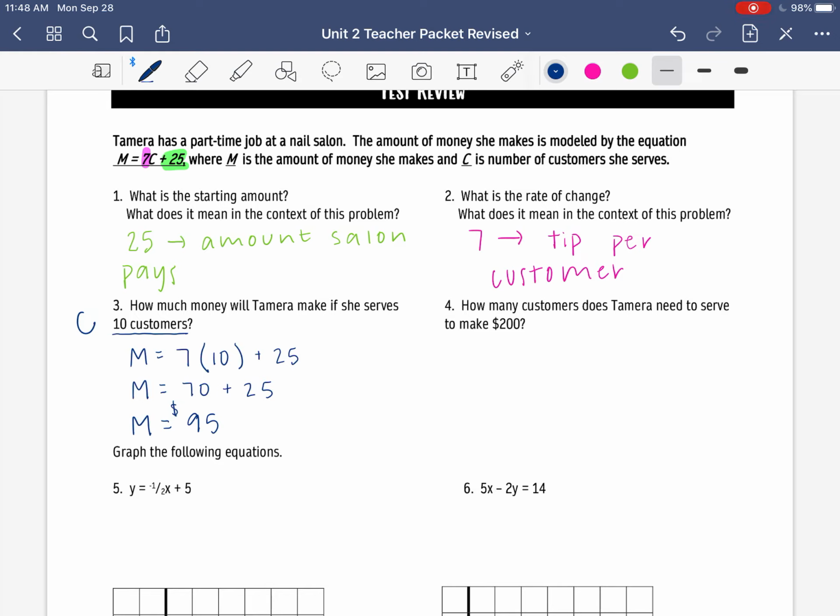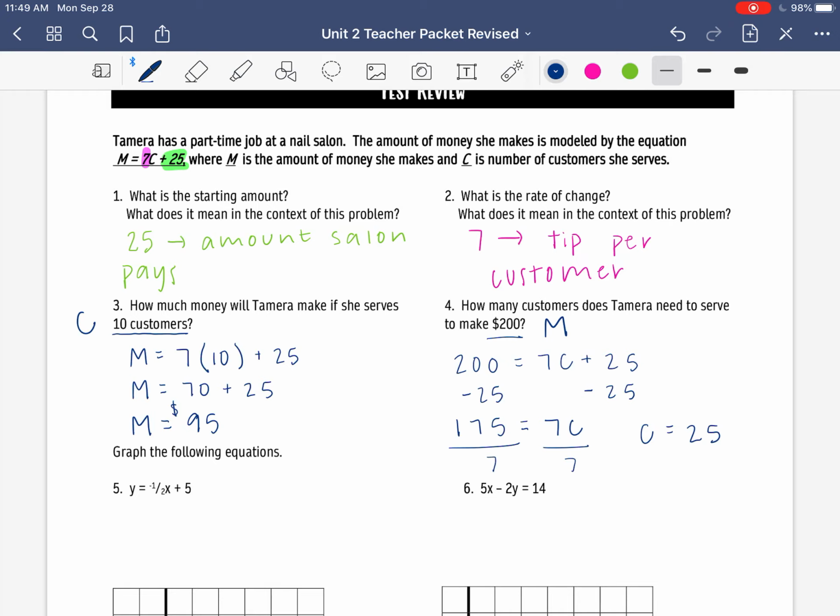Second question asks us how many customers she needs to serve to make $200. So there they're giving us an M. They're giving us how much money she makes. So in our equation, I'm going to replace the M with a 200. And for these, we have to actually solve for C, get C by itself. So I'm going to subtract 25 on both sides. We'll get 175 equals 7C. And now to get C by itself, we need to divide by 7 on both sides. So 175 divided by 7 is 25. So she needs to serve 25 customers if she wants to make $200 that day.